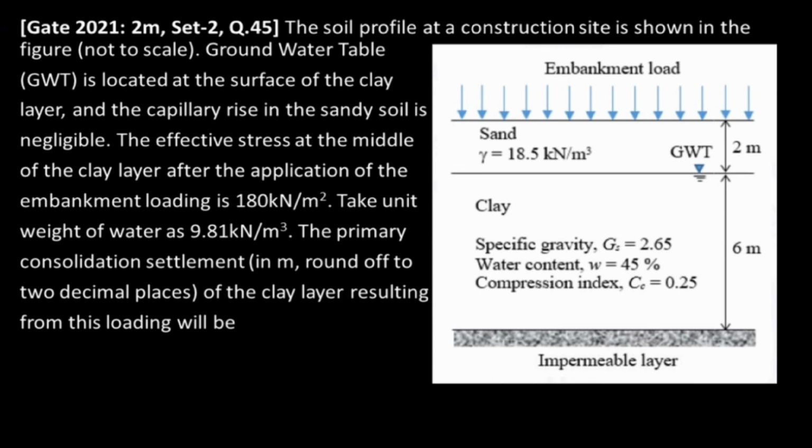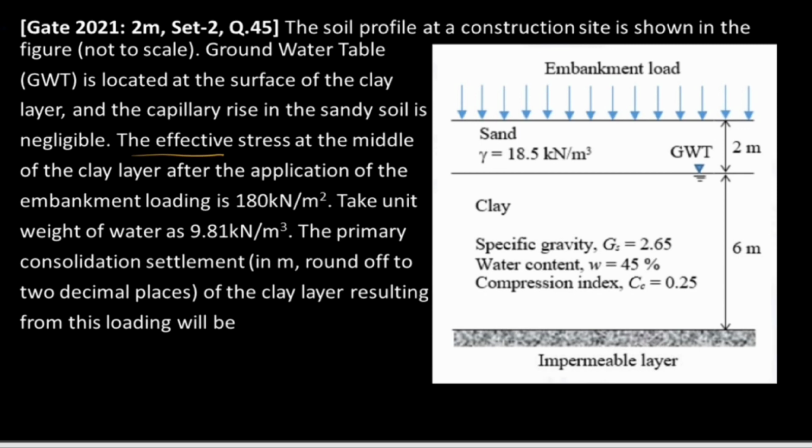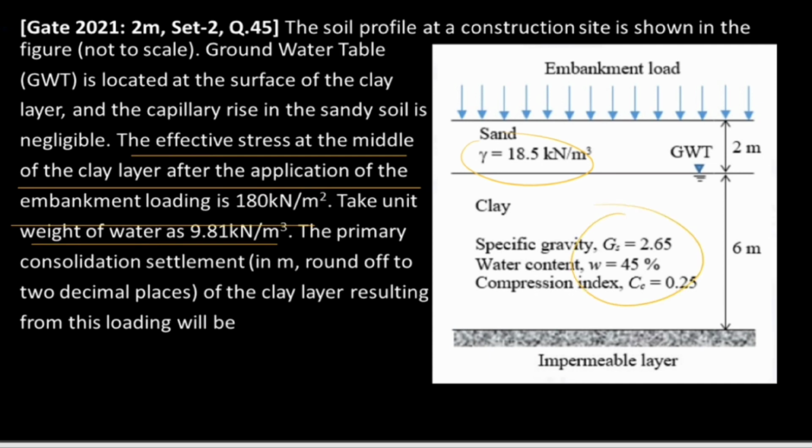In this question, they have given that the effective stress at the middle of the clay layer after the application of the embankment loading is 180 kilonewton per meter square, and they have given the unit weight of water as 9.81 kilonewton per meter cube. Also, they have given the parameters of sand and the parameters of the clay. So they have asked us to find out the primary consolidation settlement.